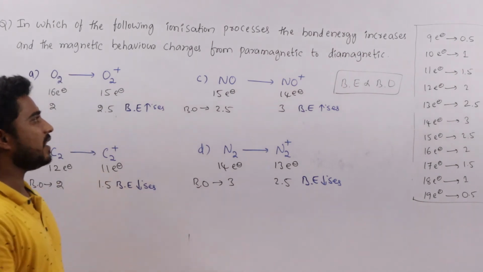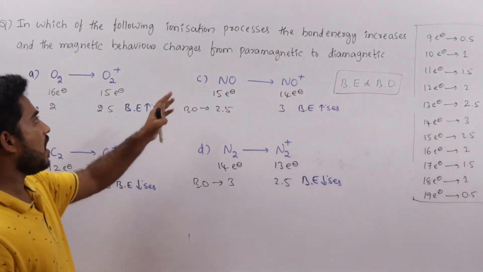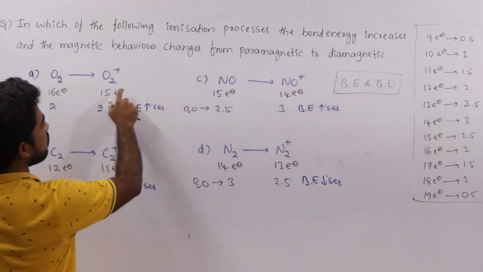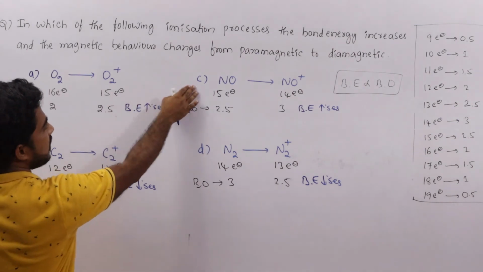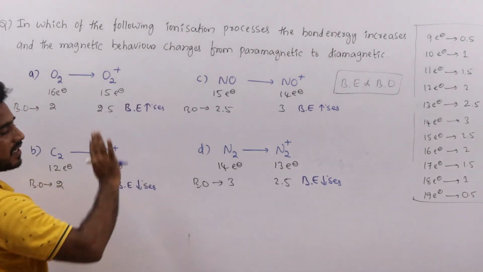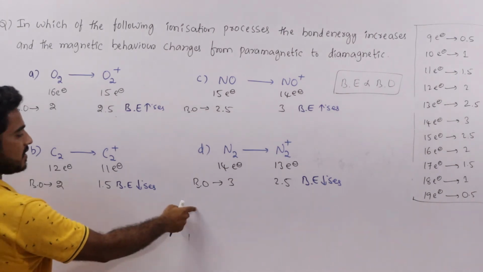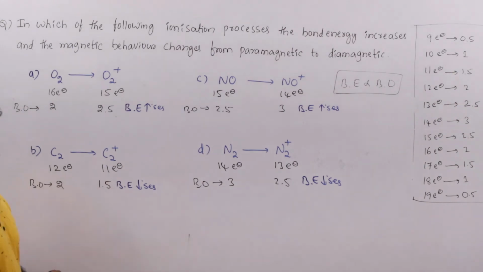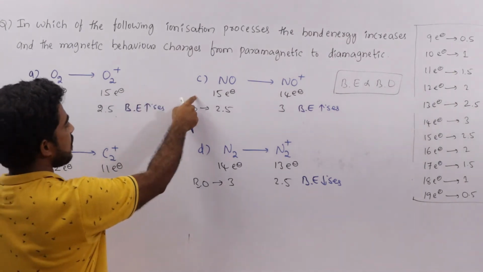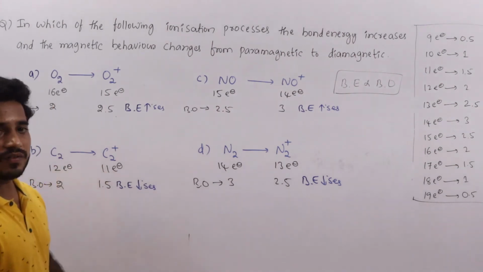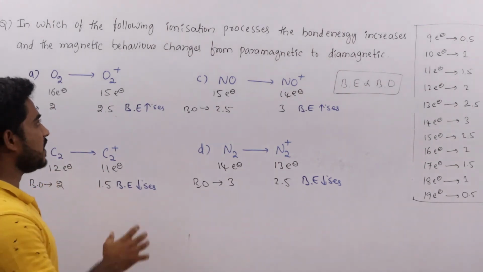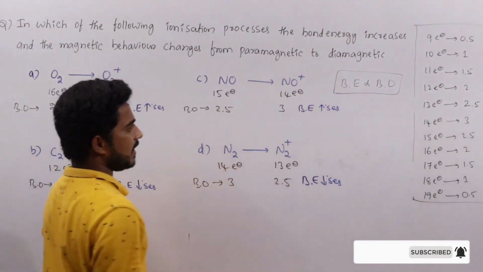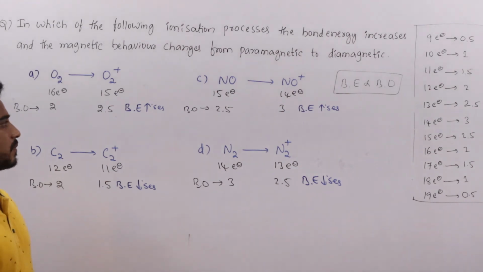But in the given question, they asked in which ionization process the bond energy increases. Only in the first option and option C does bond energy increase. In the other two options bond energy decreases, so we can eliminate options B and D. In A and C, bond energy increases. So which option is correct? Based on the change from paramagnetic to diamagnetic, we have to find the answer.